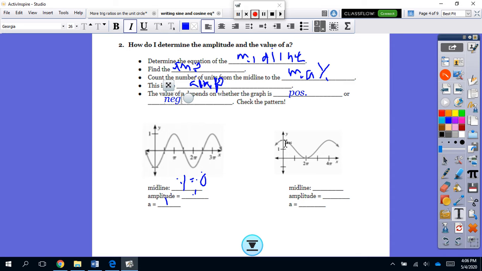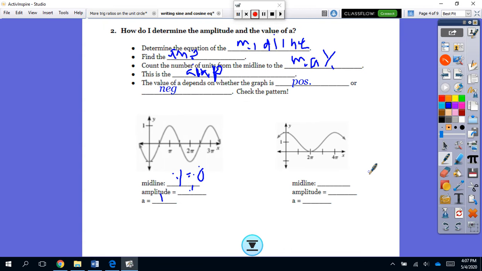This one starts at 2 and then goes down to 0. But in between there, you must have crossed that midline. So the midline on this one looks like it's 1. Since it starts at 2 and then it goes down here, we don't have the midline written there, but the midline would be right in there. Let me see if I can draw it. No, I can't draw. Sorry. But you can imagine there's a line there. Well, that tells me the midline is 1, so y equals 1.